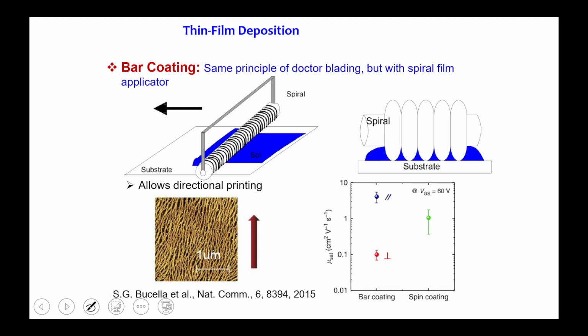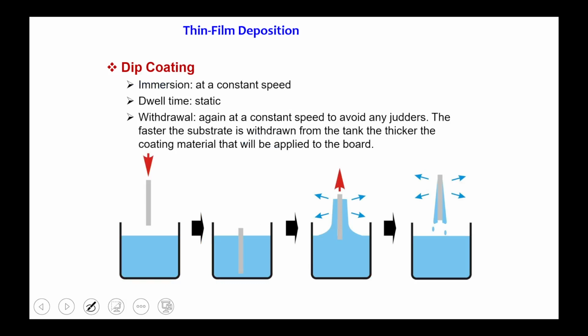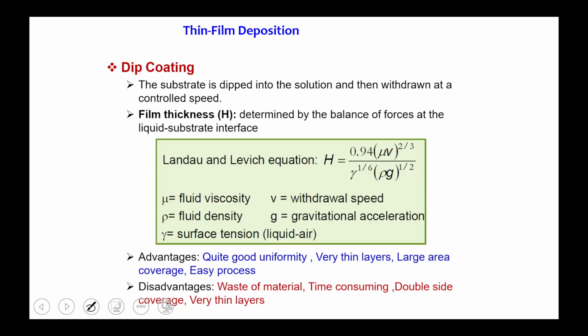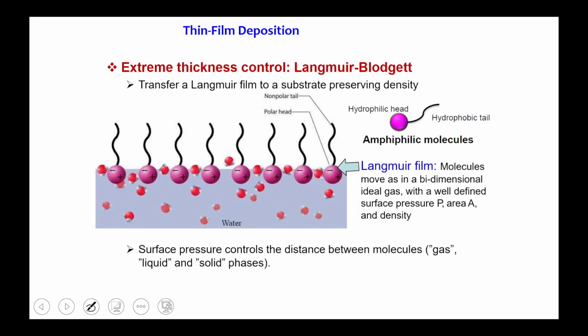You see the bar coating methods. This is the dip coating. You hold your substrate in the solutions. So this is the thickness control. Langmuir-Blodgett is the transfer of a Langmuir film to a substrate. How can you control the thickness of that film?